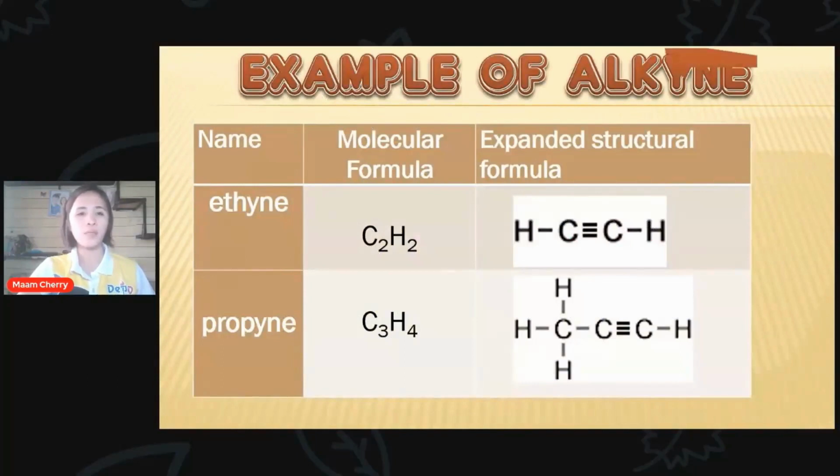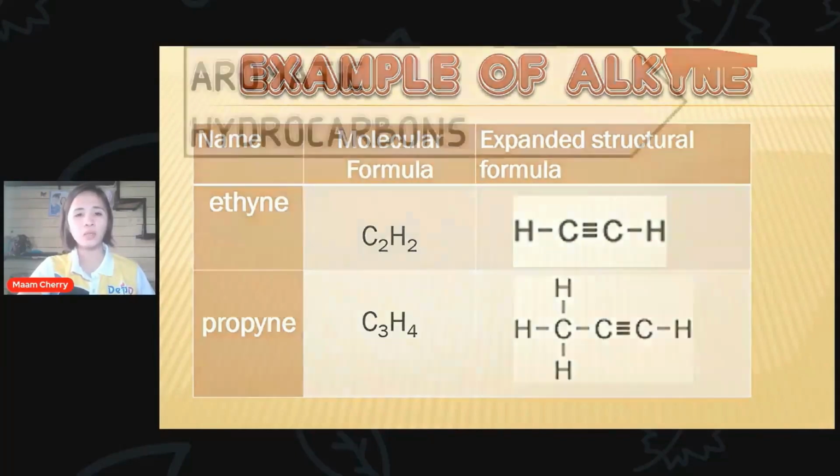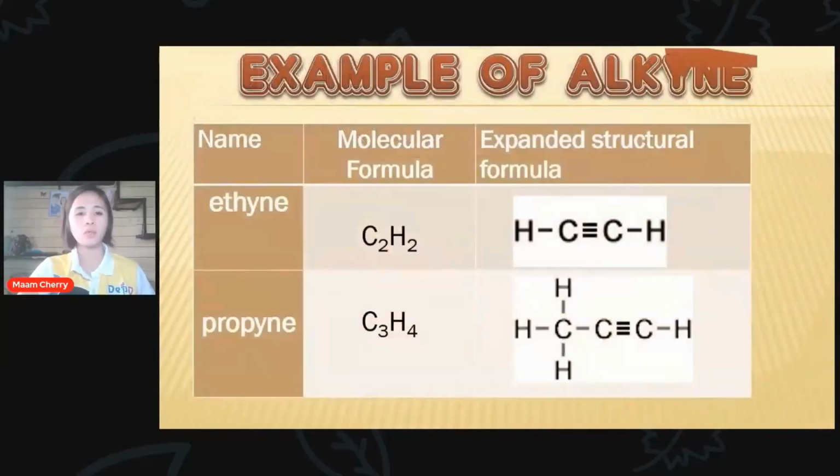Yung ibang example ng alkynes: we have here an example of ethyne, molecular formula of C2H2. Ito yung expanded formula niya. Tingnan ninyo yung carbon bond. May triple bond siya, triple na yung guhit sa gitna ng carbon to carbon. Dito din sa baba, yung propyne, C3H4. Yun yung expanded formula. May tatlong carbon, 1, 2, 3. May 4 na hydrogen din siya, 1, 2, 3, 4. Yun yung example ng alkyne.